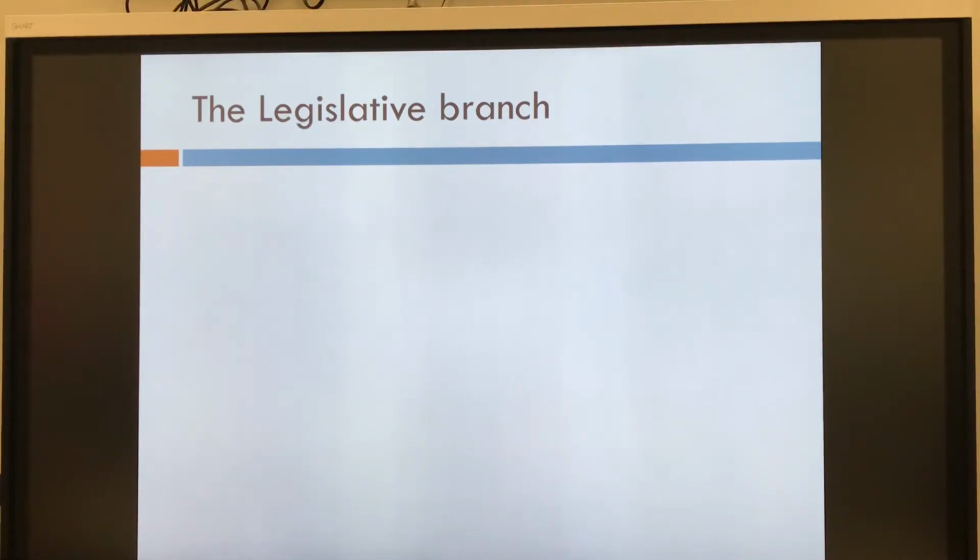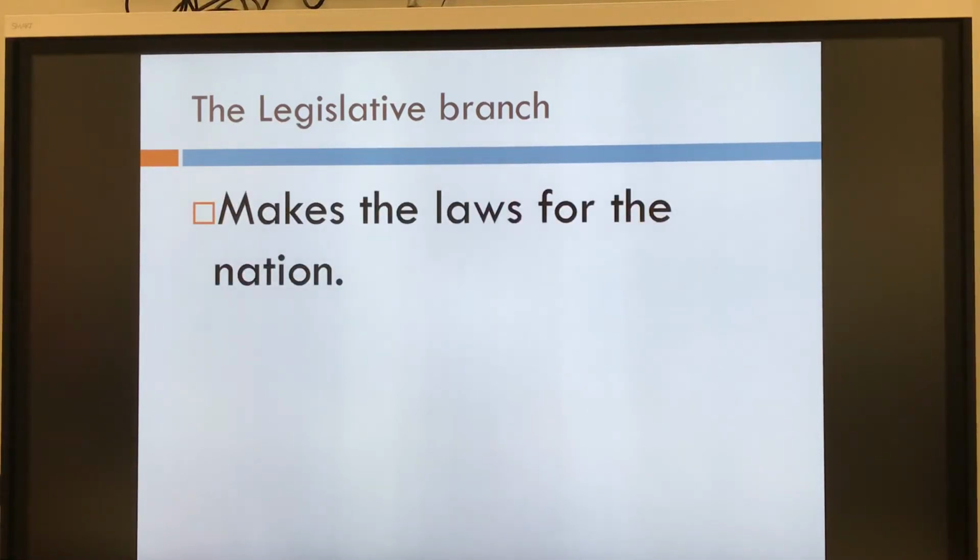This is their jobs. This is the main thing that the legislative branch takes care of. The first thing the legislative branch does, and probably their main job, is they make the laws for the nation. Congress makes our country's laws. When we get to SOL 6C, we will discuss how they make laws.